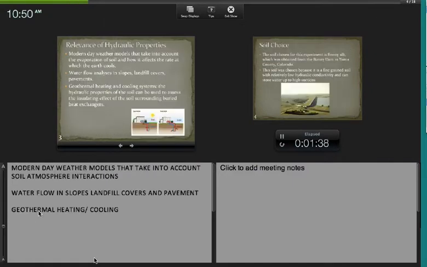So a couple of relevant applications of the hydraulic properties of soil. A lot of weather models take into account the soil-atmosphere interaction, so the hydraulic properties affect the evaporation, et cetera. The drainage affects the flow in landfill covers and pavement and just all geotechnical establishments. And in geothermal heating and cooling, the soil around the units affects the insulation of the interactions taking place.